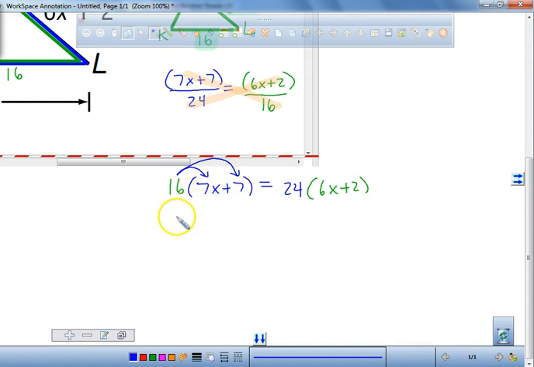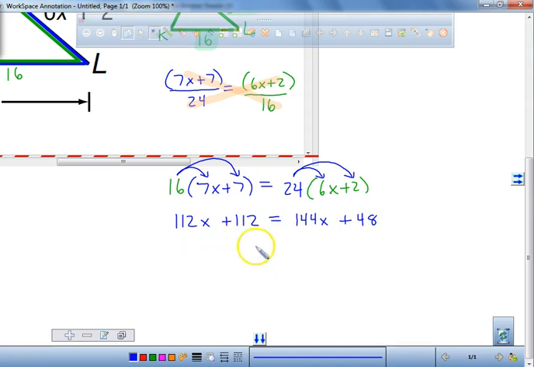So what I want you to write right here: 112x plus 112. Hold on. And then we're going to do 24 times 6x and 24 times 2. Now what did you get for 24 times 6? 144. So we're going to write 144x plus 24 times 2, which is 48.